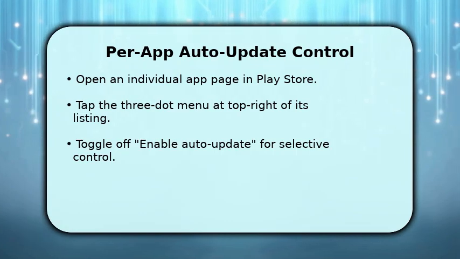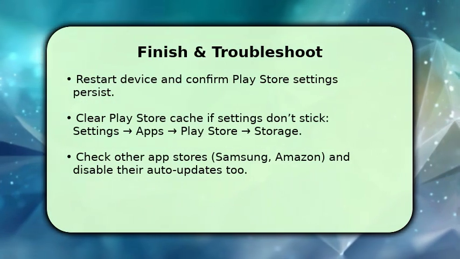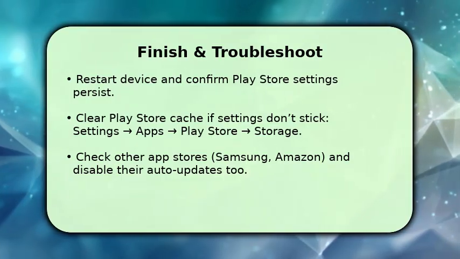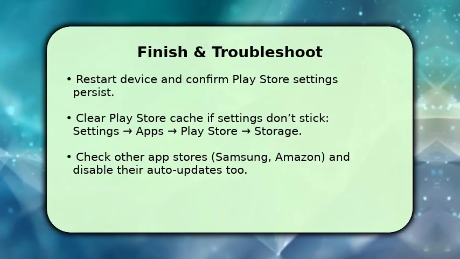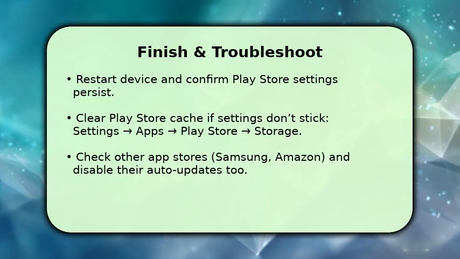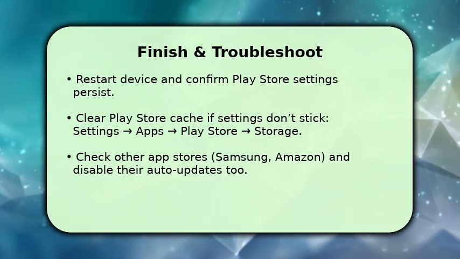Complete the change by restarting your device and verifying the Play Store's Auto Update Apps entry still reads, Don't Auto Update Apps. If settings revert, clear the Play Store cache and data, then sign back in. This often fixes sync glitches.